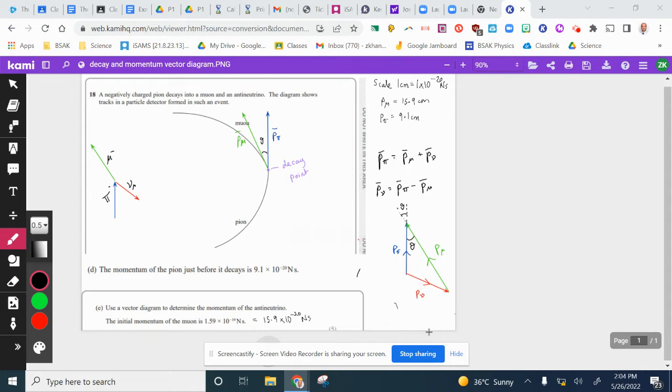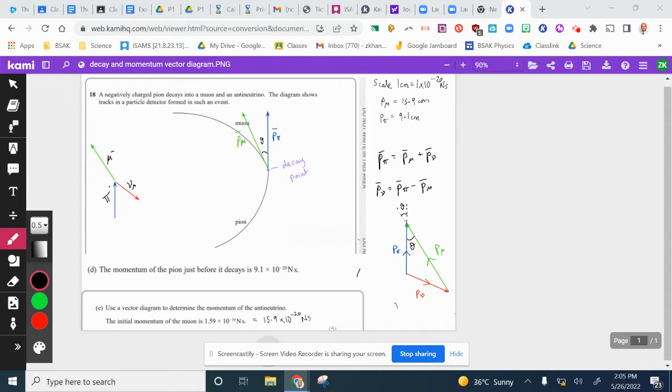Now, we know that the conservation of momentum applies. A pion is incoming and it decays into a muon and a neutrino. The momentum before should equal the momentum afterwards. We don't see the neutrino as it's not charged, there's no track, there's no real direction to it. If we rearrange this, we can say that the momentum of the neutrino is the momentum of the pion minus the momentum of the muon.